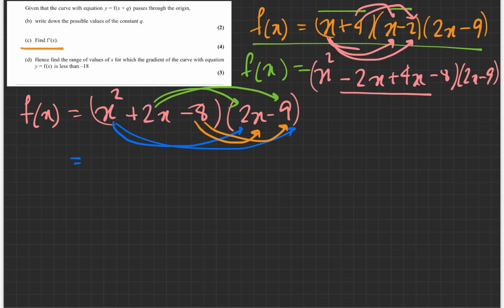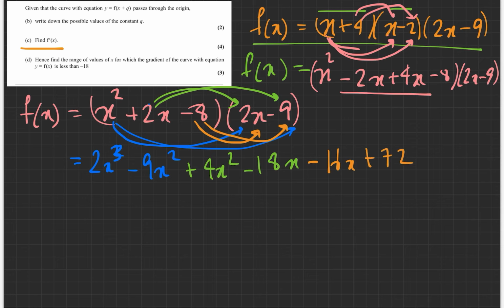So x squared times 2x is going to be 2x cubed. X squared times minus 9 is minus 9x squared. Sorry, this is 2x cubed. Okay, now I'm going to move on to the next one, which is the green line. So 2x times 2x is plus 4x squared, and then 2x multiplied by minus 9 is minus 18x. Okay, and then finally moving to the orange line, which is minus 8 times 2x is minus 16x, and then minus 8 times minus 9 is plus 72.